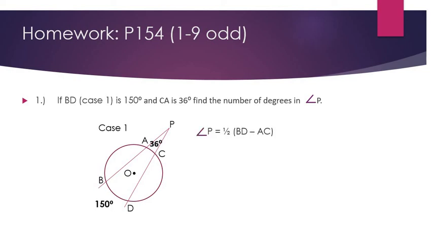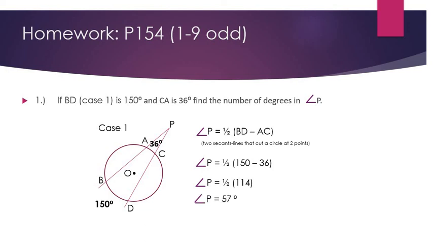I have to subtract them, right? So see if you can tell me what you get when you subtract them. You should have gotten 114. Half of that, 57. So that is our final answer. Angle P is equal to 57.